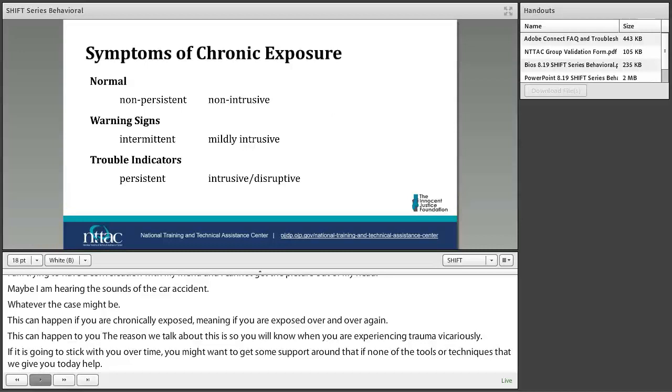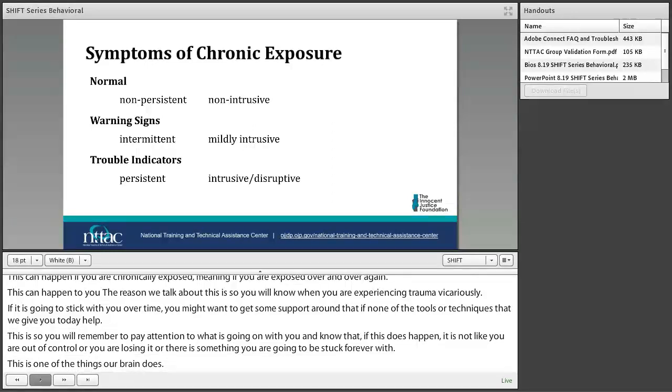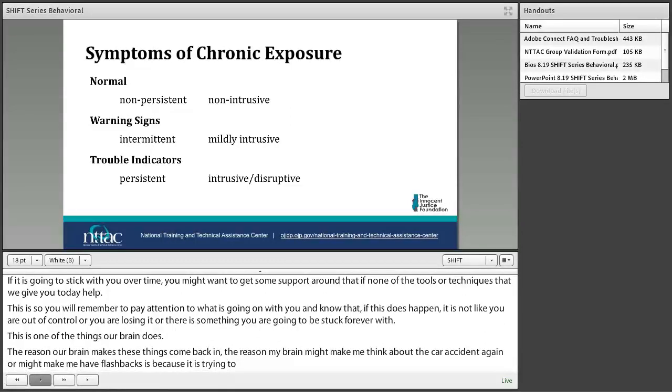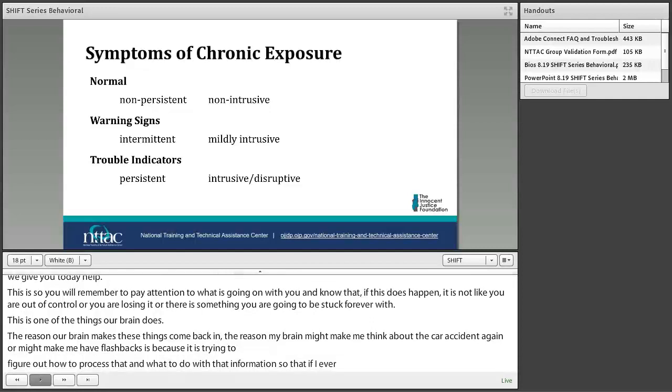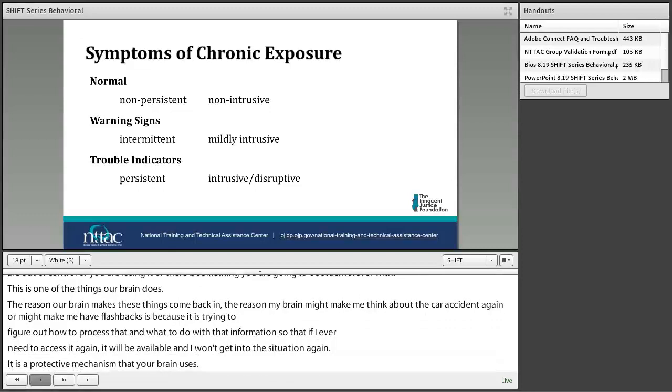This is one of the things that our brain does. The reason my brain might make me think about the car accident again, or might make me have flashbacks, is because it's trying to figure out how to process that and what to do with that information, so that if I ever need to access it again, it will be available and I won't get in the situation again. So it's a protective mechanism that your brain uses, but if you're constantly being impacted by images of whatever it was that you witnessed, that can be very, very disruptive to normal life. Even though it's a good thing that it happens, it can cause problems because it impacts your ability to have quality of life.